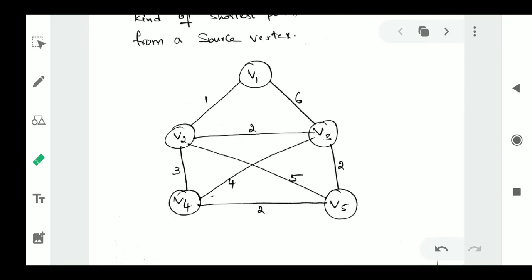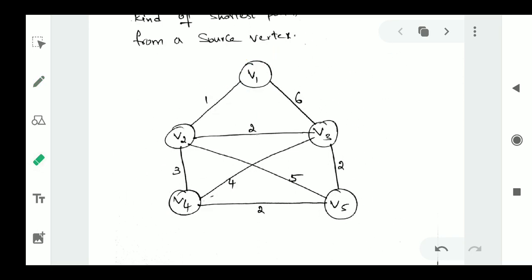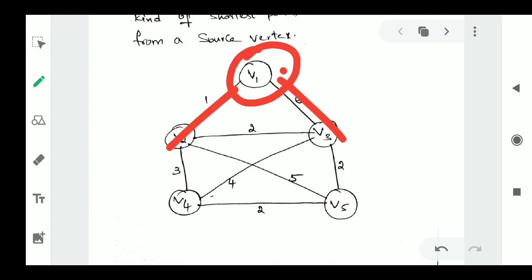Consider this is the graph we have taken. Now I am going to assume that V1 is the starting vertex, and for the remaining vertices we are going to find out the shortest path from V1 to V3, V1 to V2, V1 to V4, and V1 to V5. It is not mandatory that you take only V1 as the source vertex. You can consider any vertex here as the source vertex, but whatever source vertex you have taken, from that source vertex you have to find out the distances to all the other vertices. In that distance also you have to find out the shortest path.